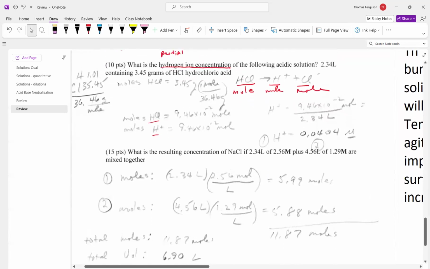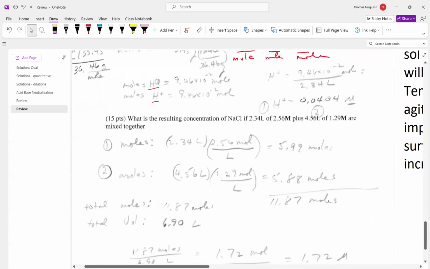Notice we went from 10 points to 15 points. Whenever you see that increase in points, assume the problem is harder or has more steps. We've got two things going on here. We've got one concentration of sodium chloride at 2.34 liters, at 2.56 molar, plus we dump in another 4.56 liters of 1.29 molar. Mix them together. What's the final concentration?